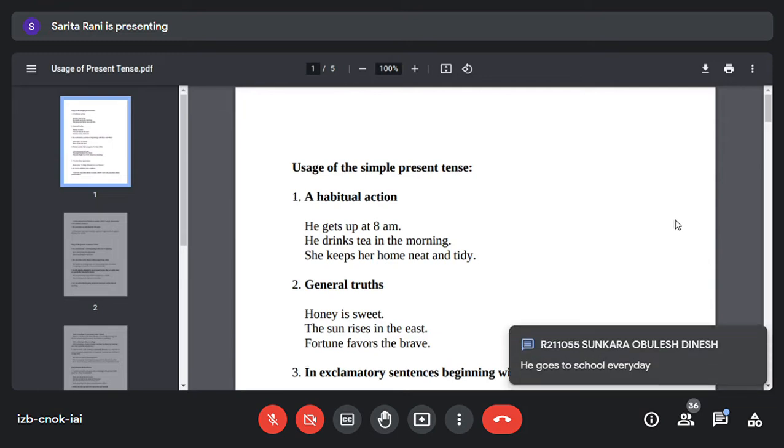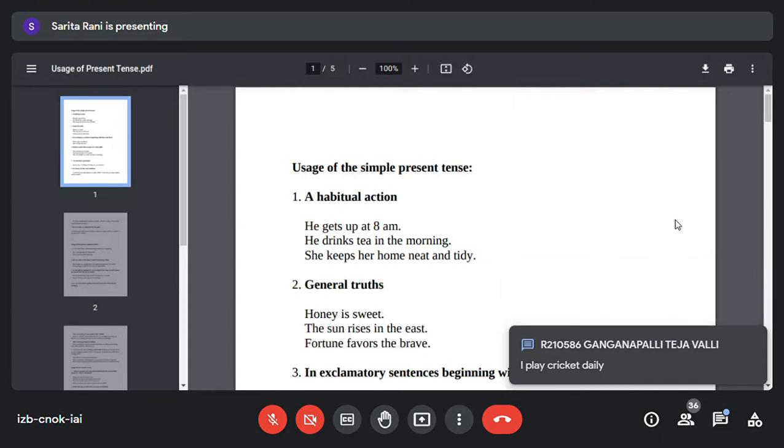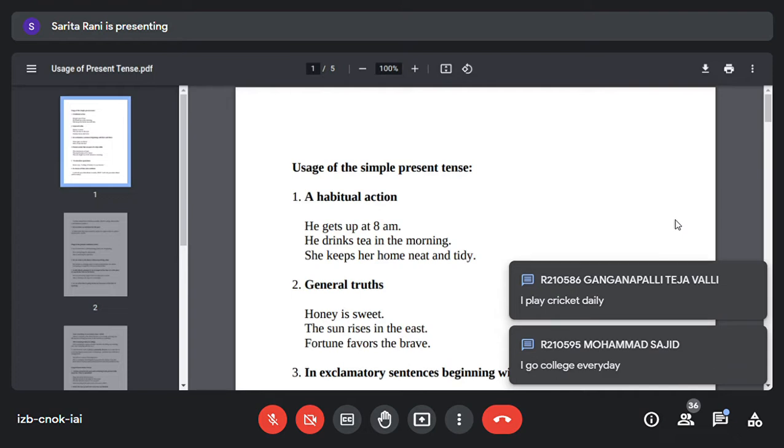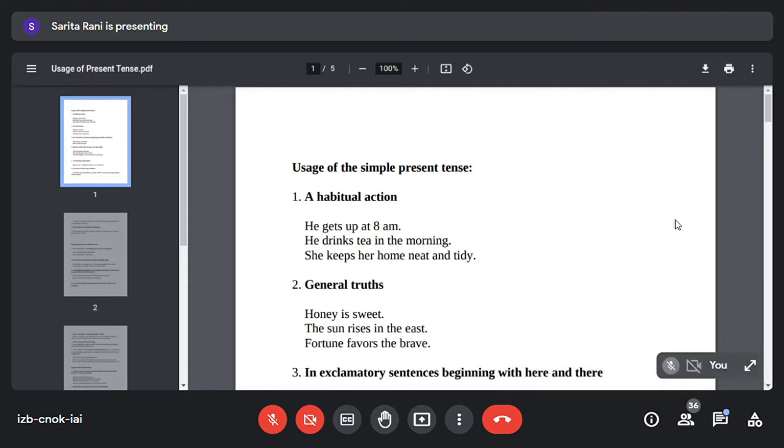Can you write one example in the chart box if possible? He plays cricket. Very good. Pujesh: I brush daily. Sanatan, Teja Valli: I play cricket and I go to college every day. He goes to school every day. Very good students. You are writing. Come on. Anything daily. For example, he reads newspaper.